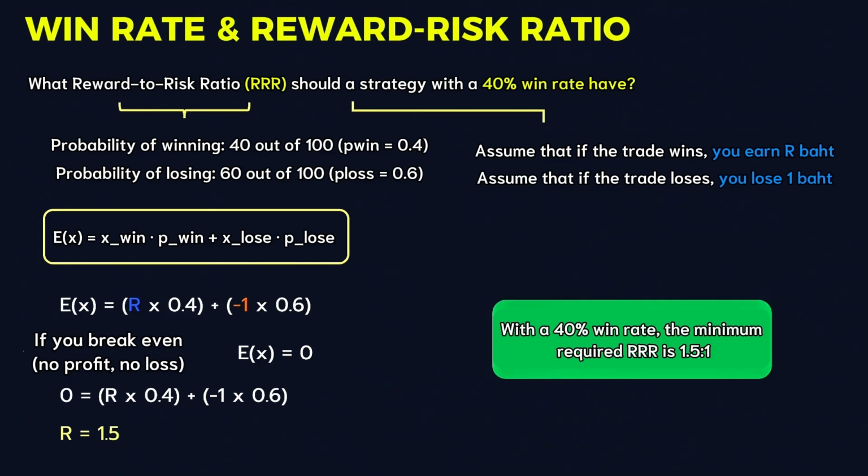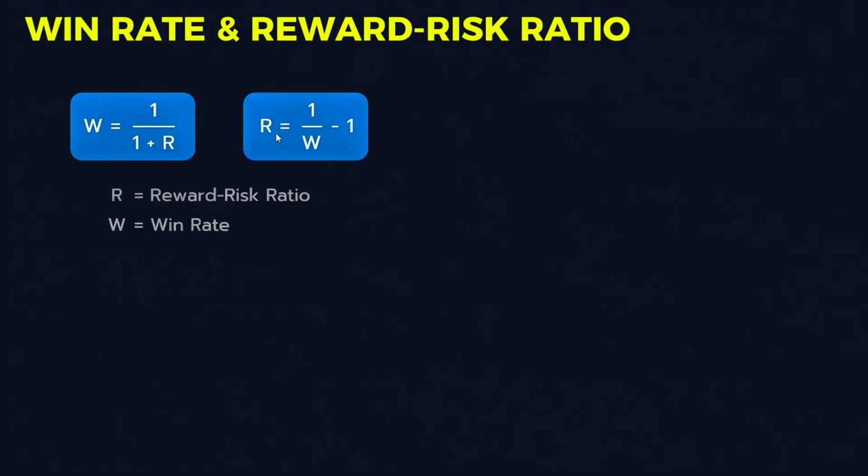Now, you might have another question. Suppose your trading system has a 45% win rate. What reward-risk ratio do you need? You can simply use the same method we just went through. Or, if you want something easier, I have two shortcut formulas for you. These two formulas are actually the same equation, just rearranged into different forms. Here, R stands for reward-risk ratio, and W stands for win rate. If you substitute one variable into either formula, you can solve for the other.